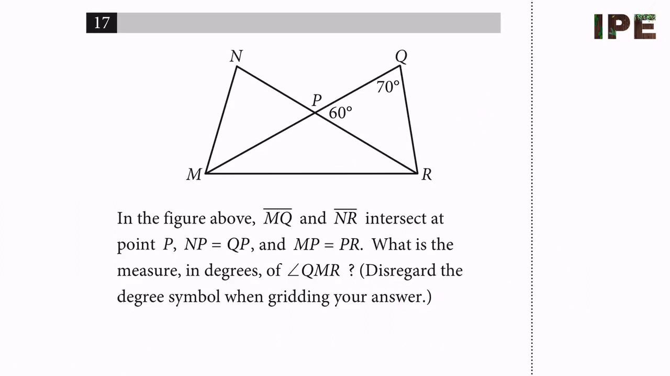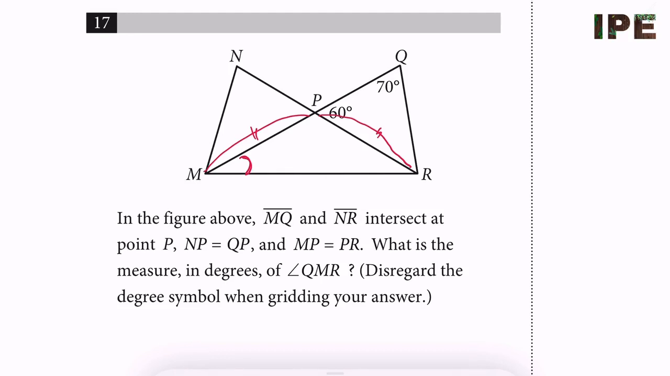In the figure above, MQ and NR intersect at point P. Then it says MP is equal to PR. So triangle PMR is an isosceles triangle. What is the measure in degrees of QMR? It asks you, what is this angle, QMR? It's not hard at all.